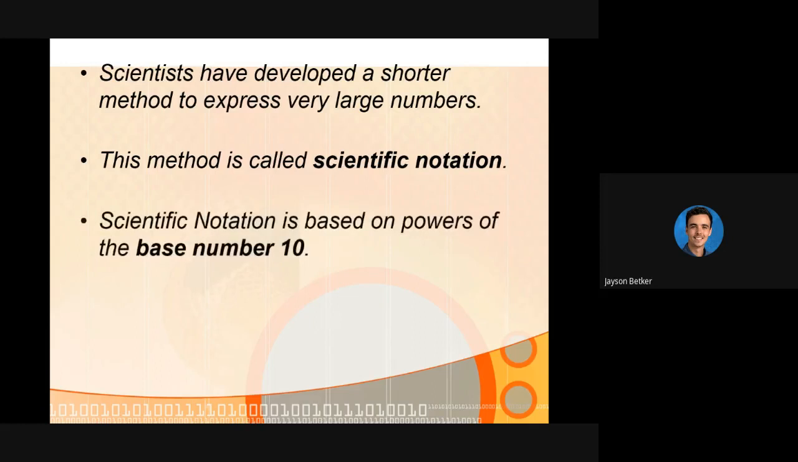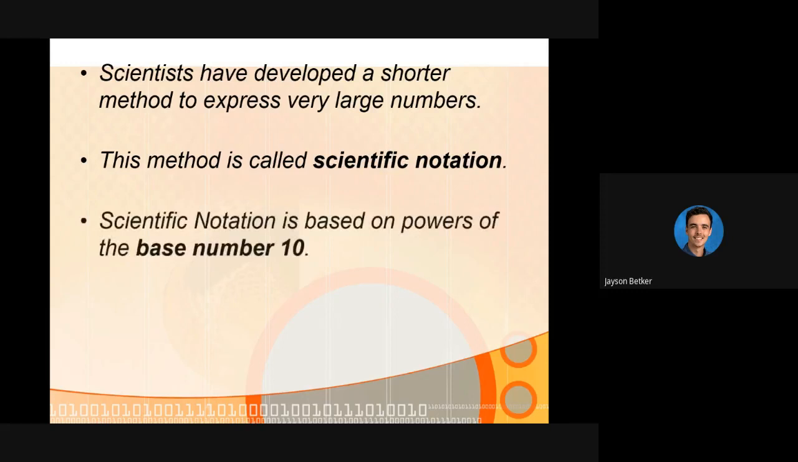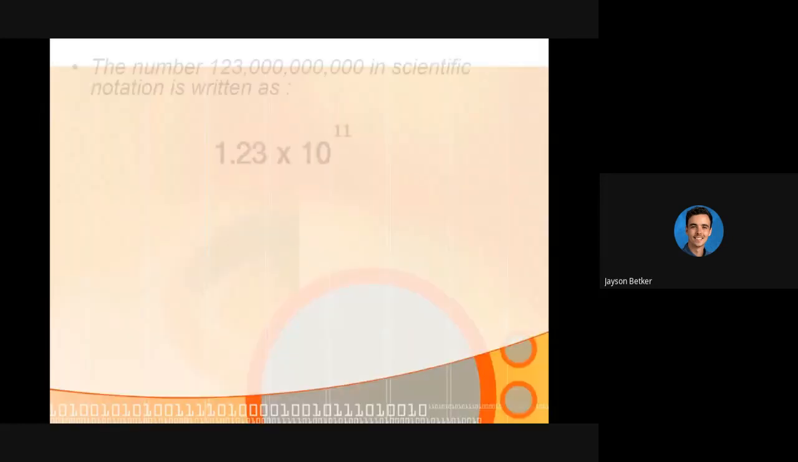Scientific notation is based on powers of the base number 10. Now, I know that all of you have learned about bases and exponents and powers because I'm teaching grade 9 math right now, and it's in that course. So I know that we've all seen it before, whether we remember it very well or not. Well, that's why we'll go through a little bit slowly first.